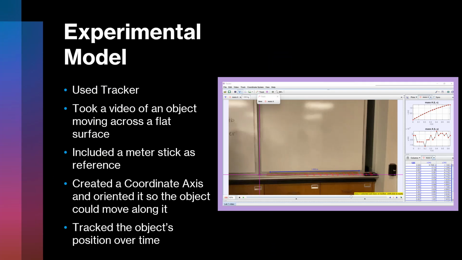Speaking of models, our experimental model used Tracker. We first took a video of an object moving along a flat surface and included a meter stick as reference, and that's the blue line there. I then created a coordinate axis and oriented it so the object can move along it. That is the pink axis, and I tracked the position over time using those red dots.